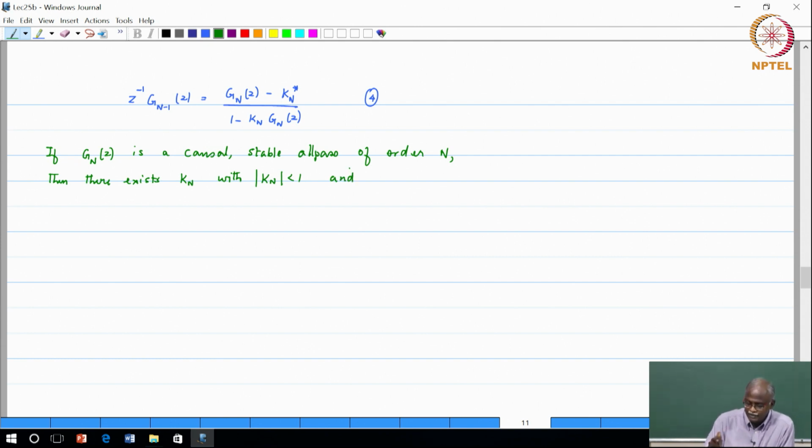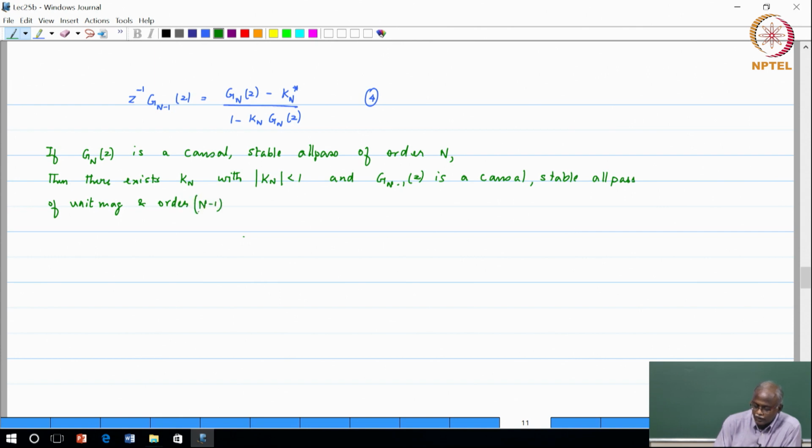basically there exists a k n such that mod k n will be less than 1 and g n minus 1 of Z is also a causal stable all pass of order n minus 1, of unit magnitude, that means there is no gain, okay, that maybe is not as important, but more important it has got one order less, order n minus 1. Now, we need to verify this. Okay, is the statement clear?